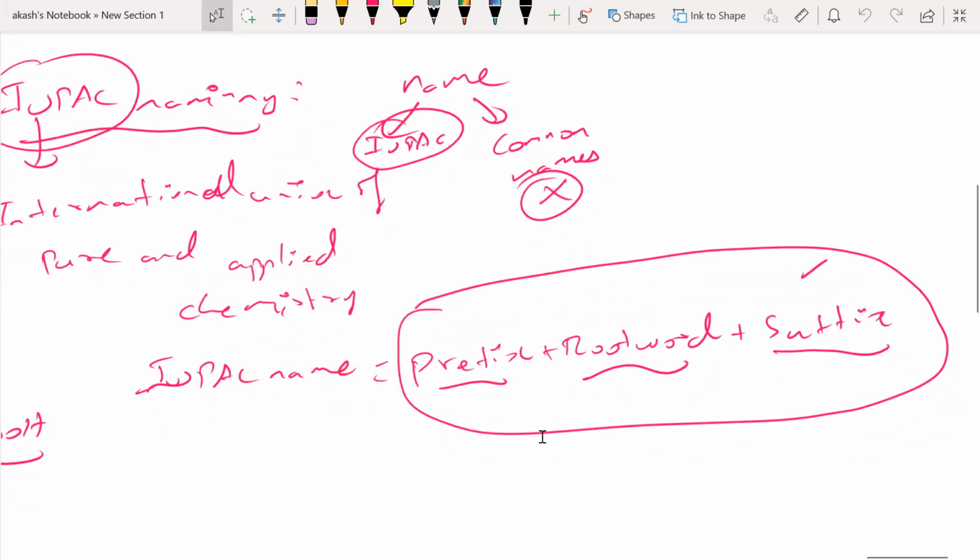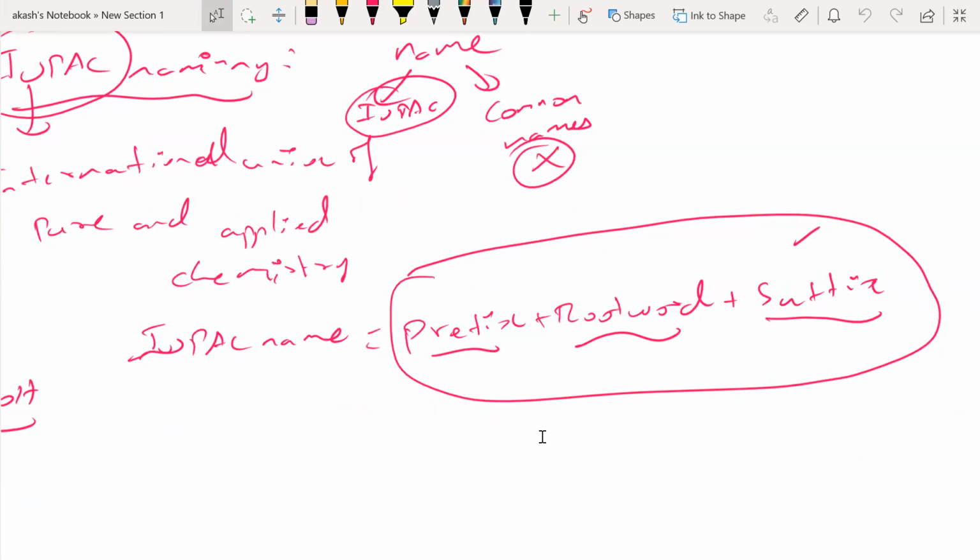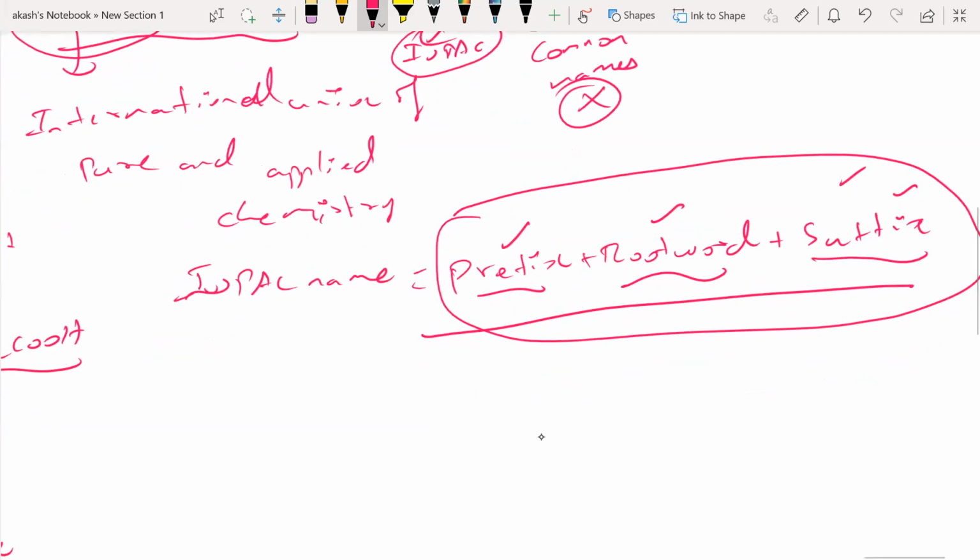Okay, fine. So people, please understand that whenever you write the IUPAC name, this is the order in which you write. First prefix should come, then the root word should come, then only the suffix should come. Okay, be very careful, right? First prefix, then the root word, then the suffix. All right, fine. So people, now there are going to be certain rules which you have to follow for your IUPAC name. Rules for IUPAC name, right?